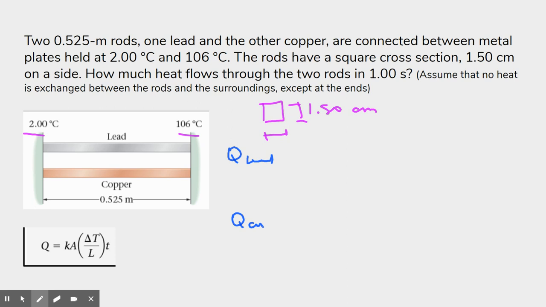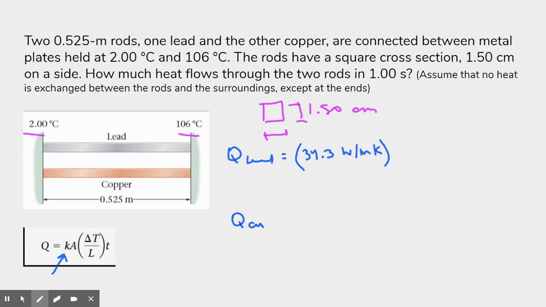Let's start with the lead. Remember that these K values can just be looked up. That's not a big deal. And when we look up that K value for lead, we're going to find that it's equal to 34.3, and that's watts per meter Kelvin.